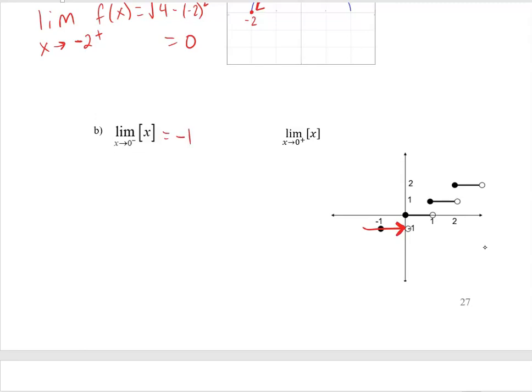How about as we approach 0 from the right? That would be this part of the function here, and you can see that that value would be 0. So if I said to you, what is the overall limit for this function as x approaches 0, you would tell me d and e, because the left and the right limits do not match up.